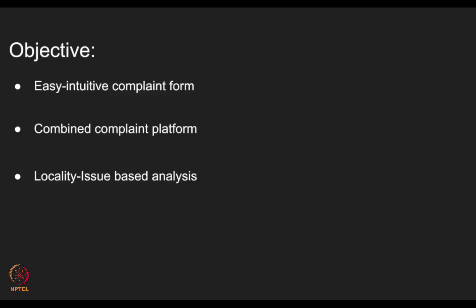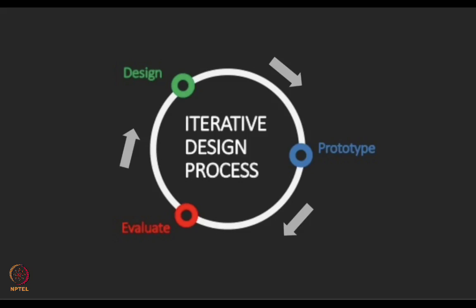We built a web app as opposed to a mobile app because we wanted to be more inclusive of all devices, as a web app can be accessed through any browser. We follow an iterative design approach in all phases of building a website. The iterative design process includes three major steps: design, prototype, and evaluate.